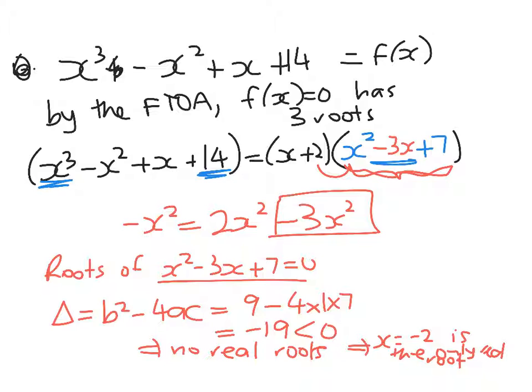Excuse that horrible messiness at the end there. If we were asked to go further and find the 2 complex roots, though, you know that you could solve this equation here, and you would get 2 roots. They'd both be complex, and one would be the conjugate of the other by the conjugate root theorem.